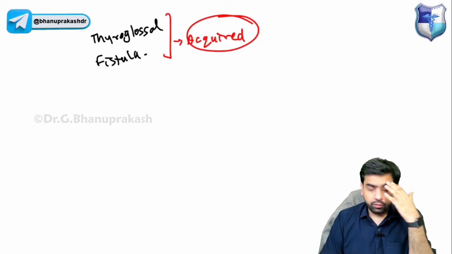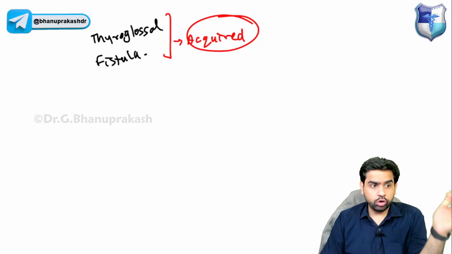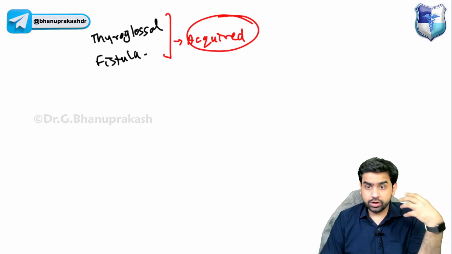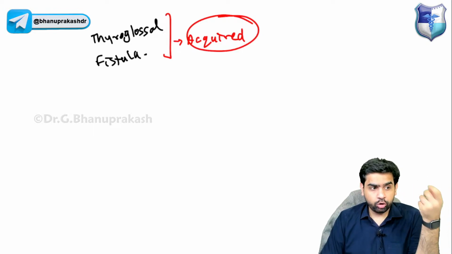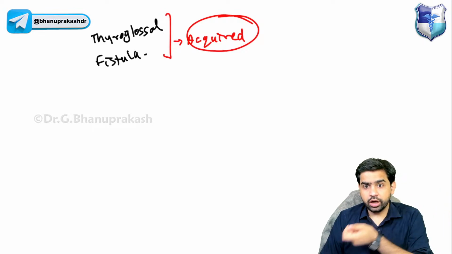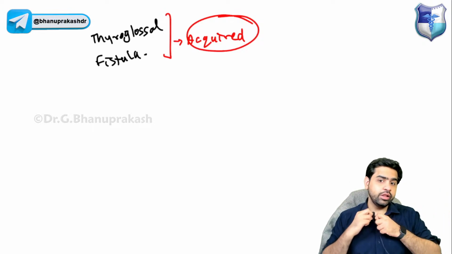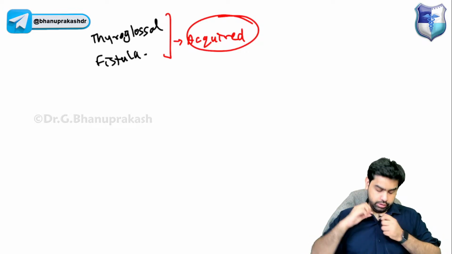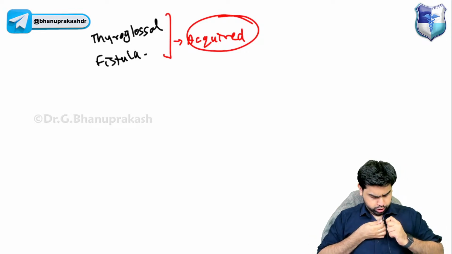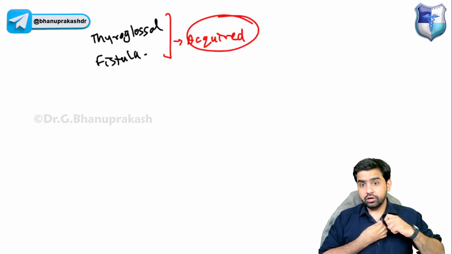Okay, so what I was trying to tell you was that the thyroglossal cyst is always a congenital swelling, but the thyroglossal fistula is an acquired swelling. So what you need to understand is, how does a thyroglossal fistula occur?